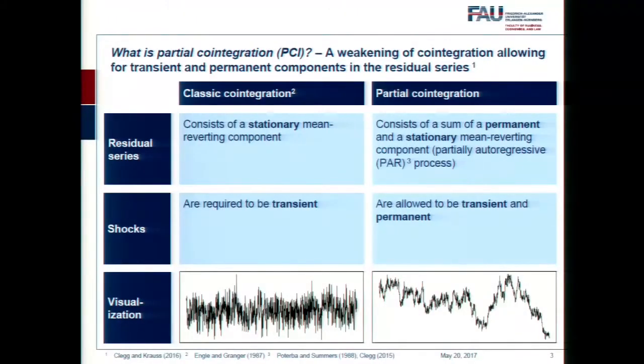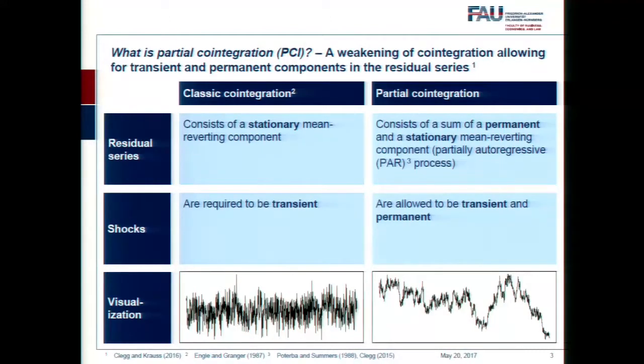So starting with the first question, what is partial co-integration? To answer this question, it is necessary to understand the concept of classic co-integration, because partial co-integration is a weakening of classic co-integration. So loosely speaking, a collection of time series is co-integrated if they share a long-run equilibrium. To gain a better understanding of partial co-integration, I will continue with a comparison between classic co-integration and partial co-integration. So imagine a classic co-integration scenario. The residual series solely consists of a stationary mean reverting component, whereas in a partial co-integration framework, we model the residual series as a sum of a permanent component and a stationary mean reverting component.